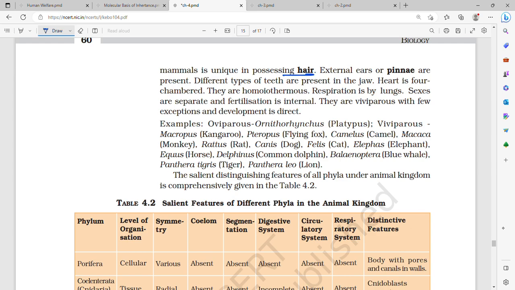Another unique feature is possessing hair. External ears or pinnae are present. Different types of teeth are present in the jaw. The heart is four-chambered. They are homeotherms, they regulate their own blood temperature.